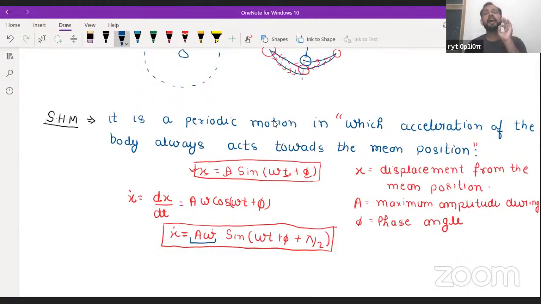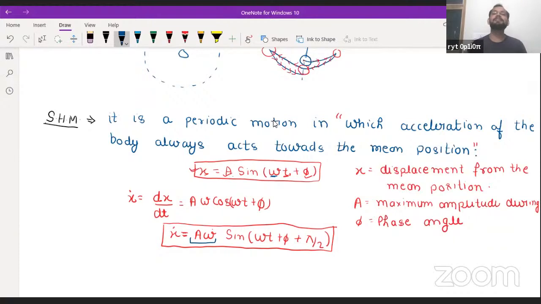In each and every simple harmonic motion, whatever the coefficient of the harmonic function is, that will be the maximum amplitude of that term. In this case, the coefficient is capital A, so the maximum displacement is capital A. Here the coefficient of the harmonic function is A omega, so the maximum velocity is A omega. Now what can we understand by this term? This omega represents the frequency of vibration.